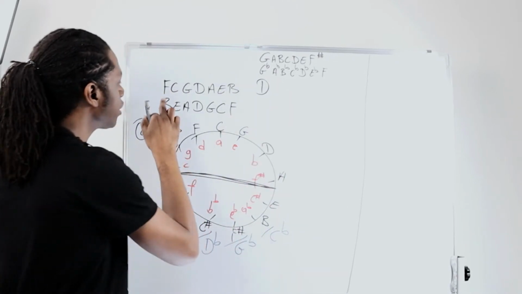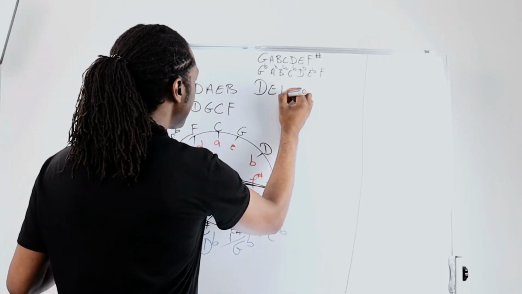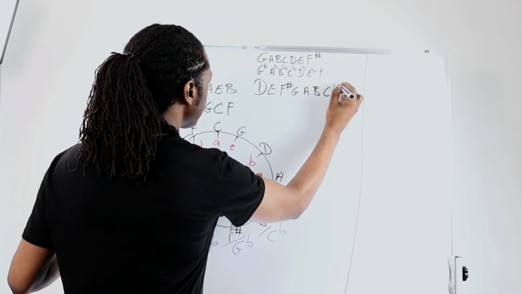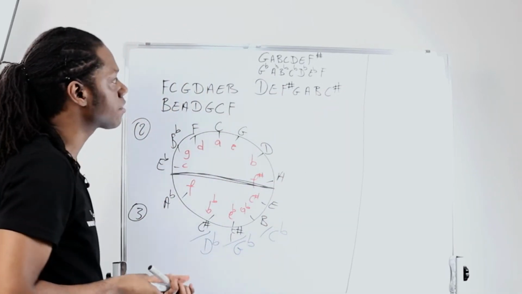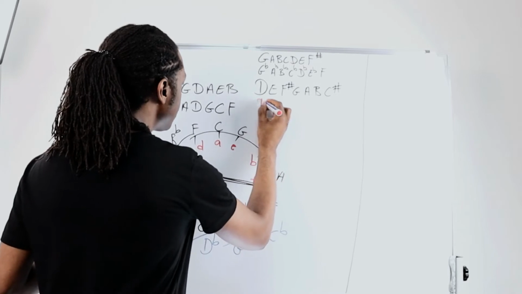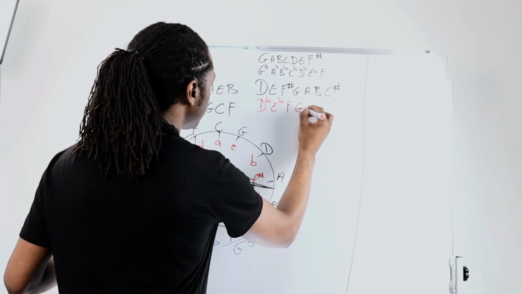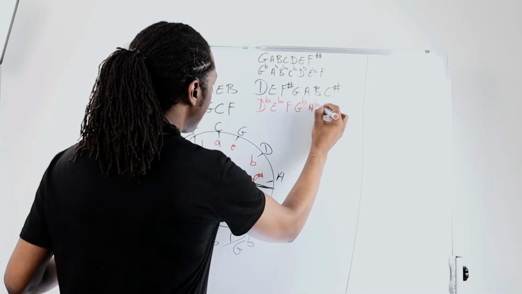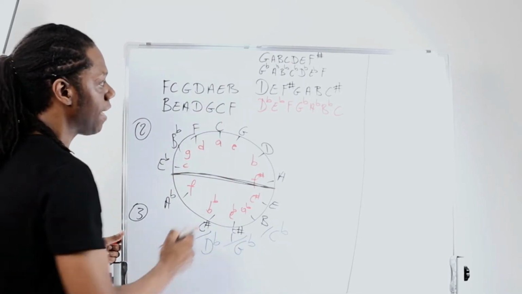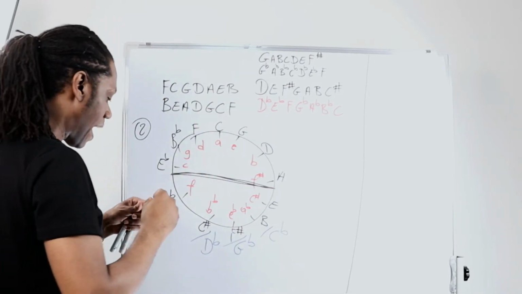So D major has 2 sharps, so we're going to take 2 from here because we started with 1, F sharp and C sharp. So we're going to have D, E, then F sharp, then G, then A, then B, then C sharp. Remember, natural notes are going to become flats and sharps are going to become naturals. So D flat, E flat, F natural, G flat, A flat, B flat, and C natural. So do we have 5 flats in D flat? 1, 2, 3, 4, 5. Yes, we have 5 flats. So D major and D flat major.